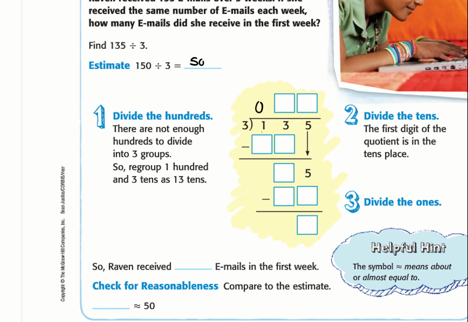So after I'm done with that, I'm going to move on to the 3, but I'm not going to just leave the 1 alone. I'm going to work with the 13. So how many times does 3 go into 13? Well, 3 goes into 13 4 times. And then 4 times 3 equals 12. So now, since I'm still working with 13, I'm going to subtract 13 minus 12, and that's going to equal 1.